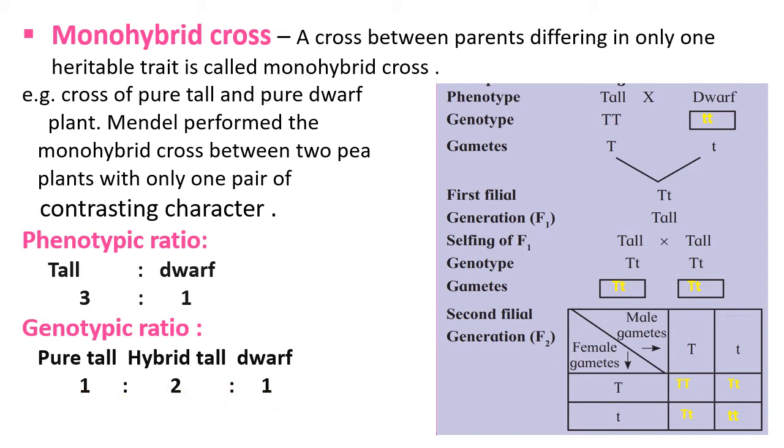In this way, Mendel carried out different crosses using different contrasting characters. As here only one pair of contrasting characters is considered, the cross is called a monohybrid cross, and the ratio obtained in the F2 generation is called the monohybrid ratio.